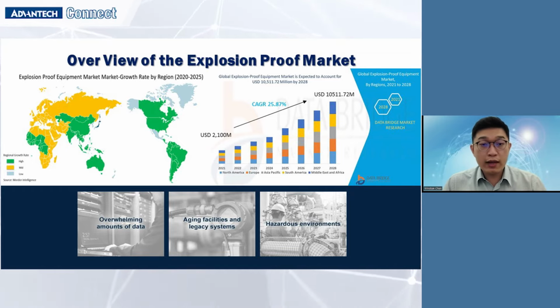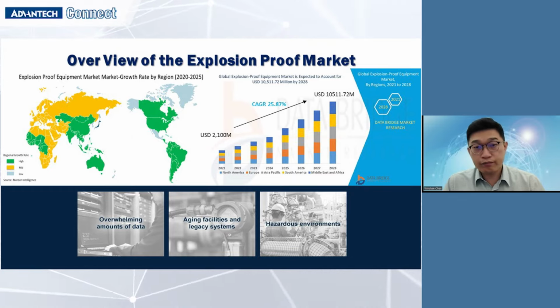There has been a rise in the number of explosions in the extreme environments of manufacturing industries across various regions because of the growing presence of chemical toxicants and other combustible dust. You can learn the market growth rate by region in the left picture. The increment of explosion-proof devices is also caused by the demand for IoT solutions, such as dealing with an overwhelming amount of data or monitoring aging facilities deployed in hazardous environments.